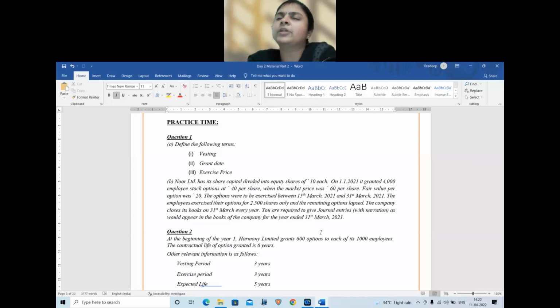1,500 into 20, 30,000. So the journal entry is going to be ESOP outstanding account debit to general reserve. But here, since it is in the same financial year, we can write it as P&L account. Normally, if it is in the next financial year, we need to write it as general reserve. So since it is in the same financial year, it is P&L account.